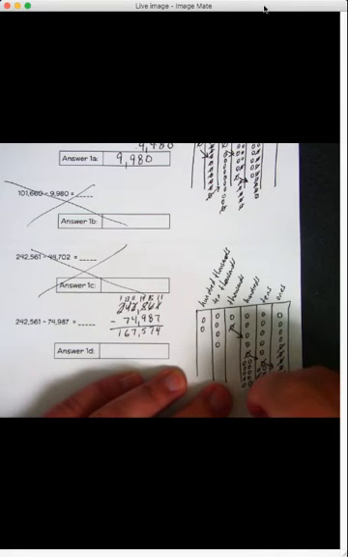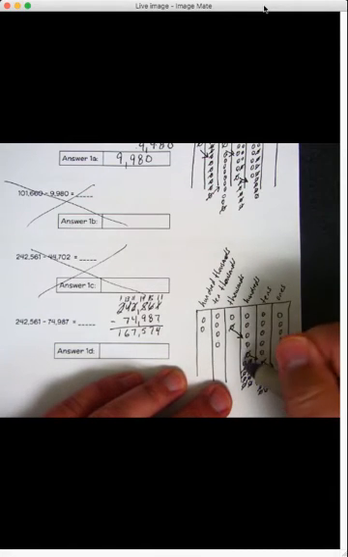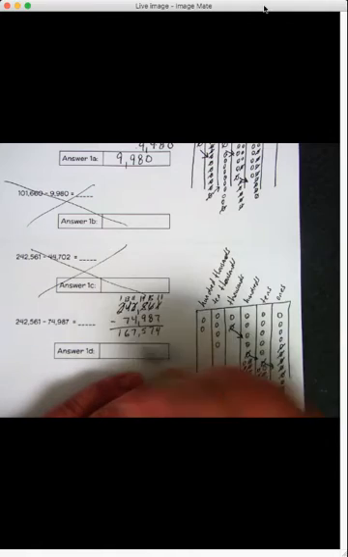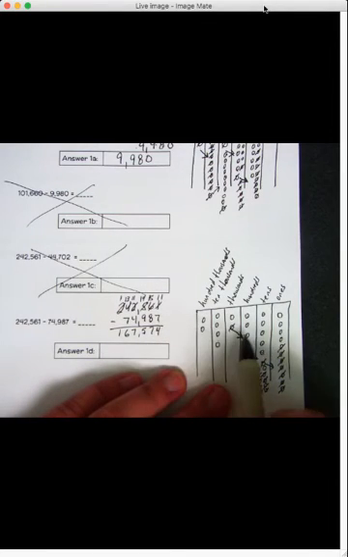So 1, 2, 3, 4, 5, 6, 7, 8, 9. How many hundreds do I have left? 1, 2, 3, 4, 5. We got that place right. Okay, move over to the thousands place.